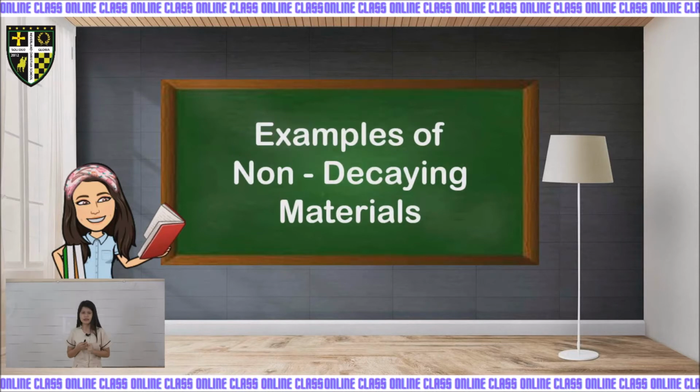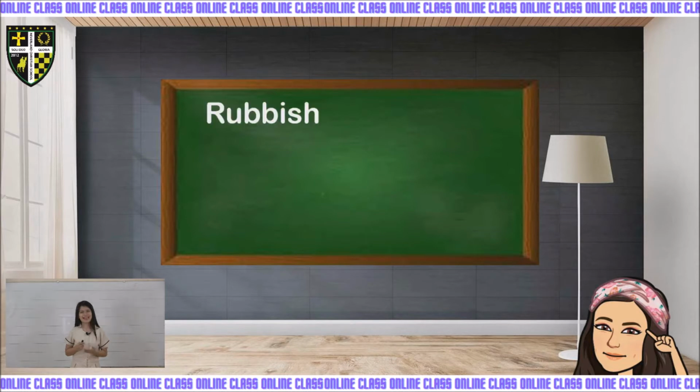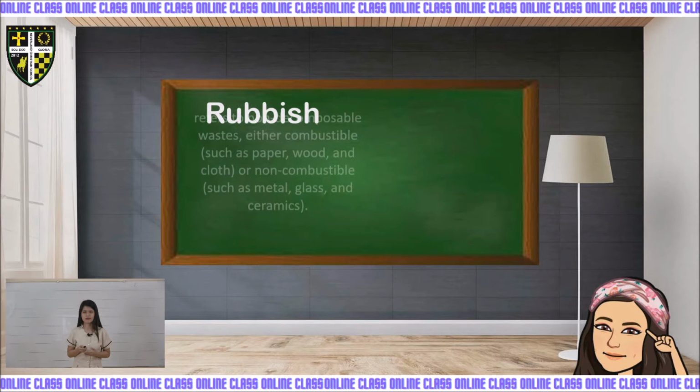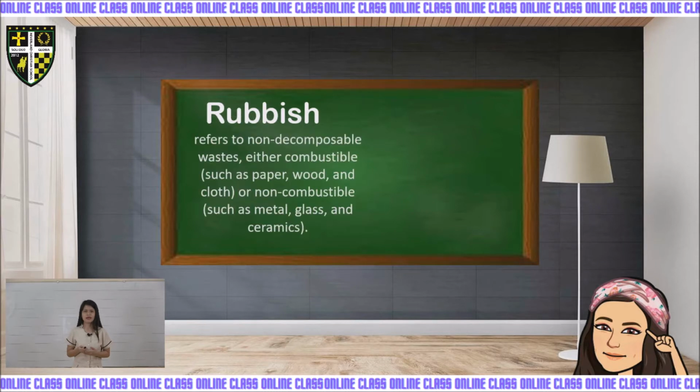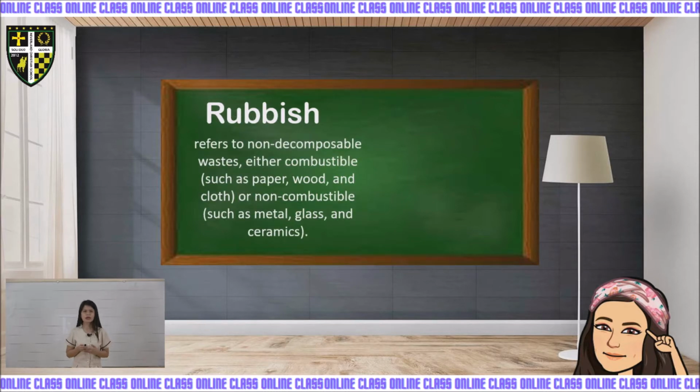Next, examples of non-decaying materials. Non-decaying materials, again, are known as non-biodegradable. Examples of non-decaying materials, rubbish. This is read as rubbish. Rubbish refers to non-decomposable waste, either combustible, such as paper, wood, and cloth, or non-combustible, such as metal, glass, and ceramics. Example picture, that is rubbish.